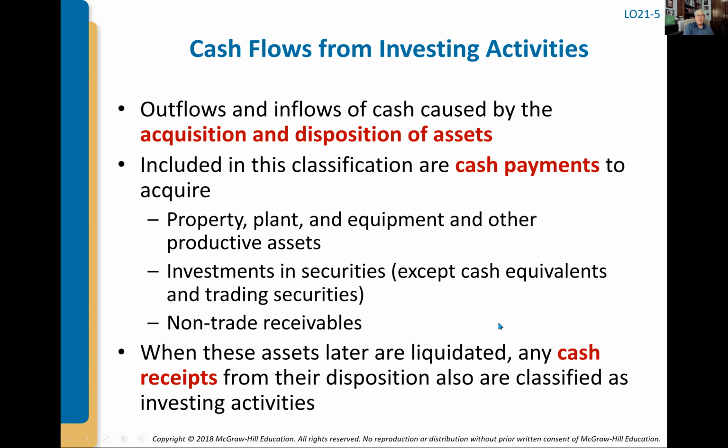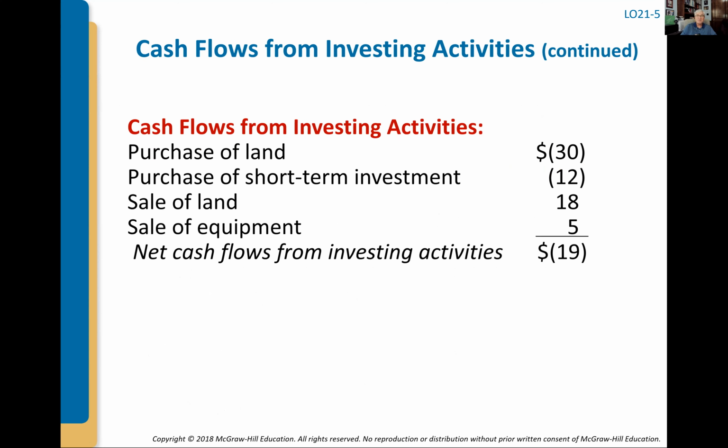And then if we sell these, that becomes a positive, because when you sell a long-term asset, you're receiving cash. And so that becomes a positive to the cash flow from investing. Here is a cash flow from investing. Notice there's no direct or indirect. So this company has bought land, they bought a short-term investment, but they also sold land and sold equipment.